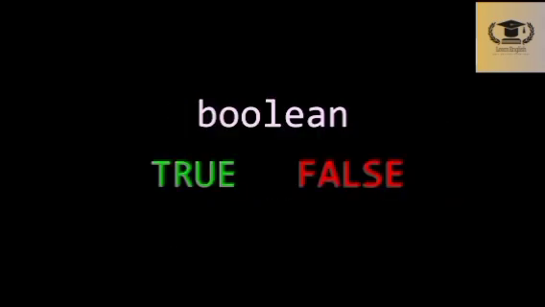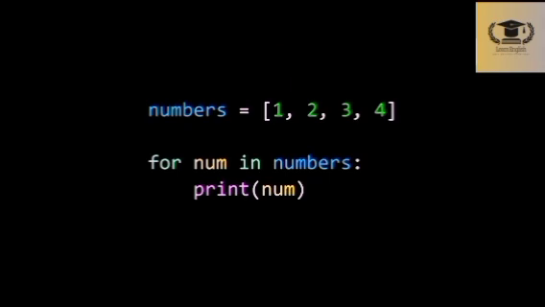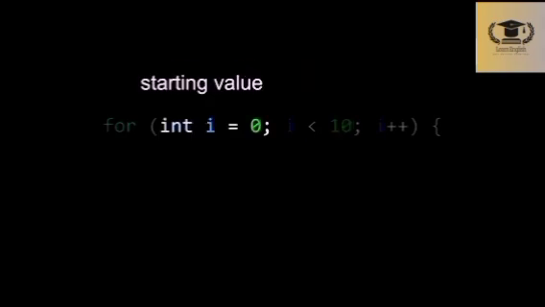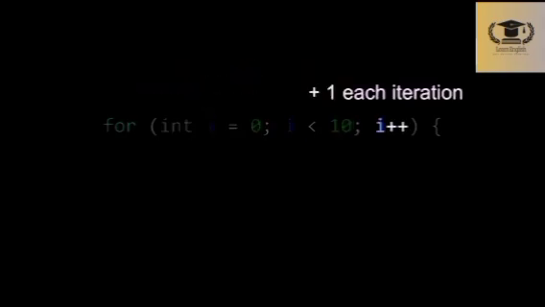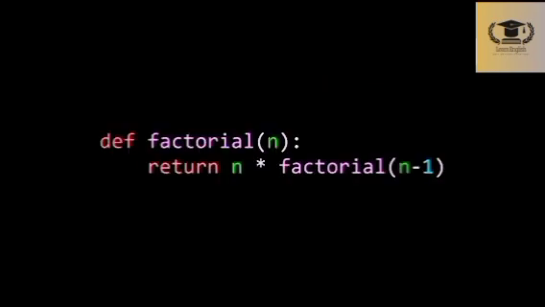Booleans can also be used to loop over certain parts of code. One way is with a while loop. While this condition is true, this code will execute. Another way is with a for loop, which can iterate over every element inside a data structure like an array, but can also loop for a specific number of iterations by setting a starting value, incrementing it after each iteration, and setting an upper bound with a condition. Functions can also call themselves, which is known as recursion.